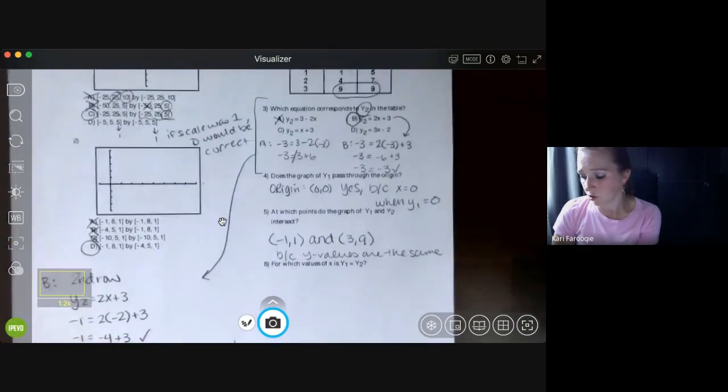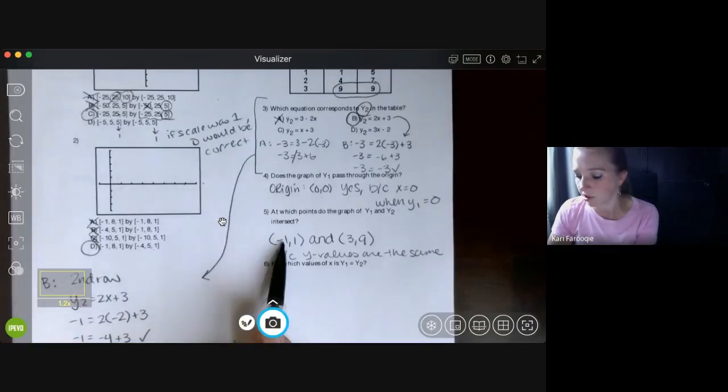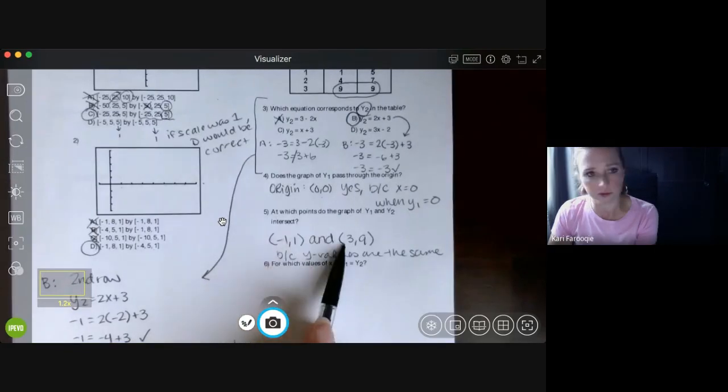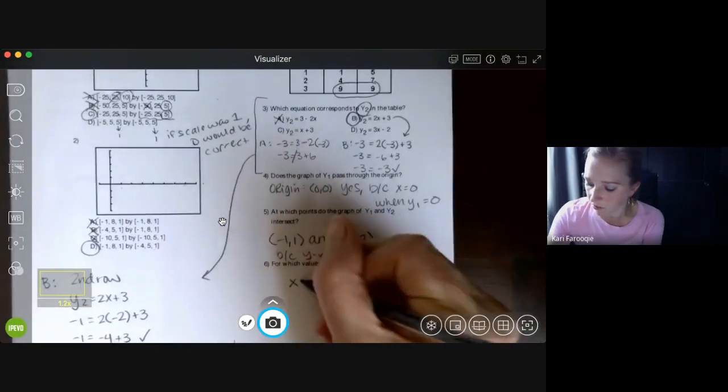The question is, for which values of x is y sub 1 equal to y sub 2? Well, we already said that when x equals -1 and when x equals 3, we have the same y values.